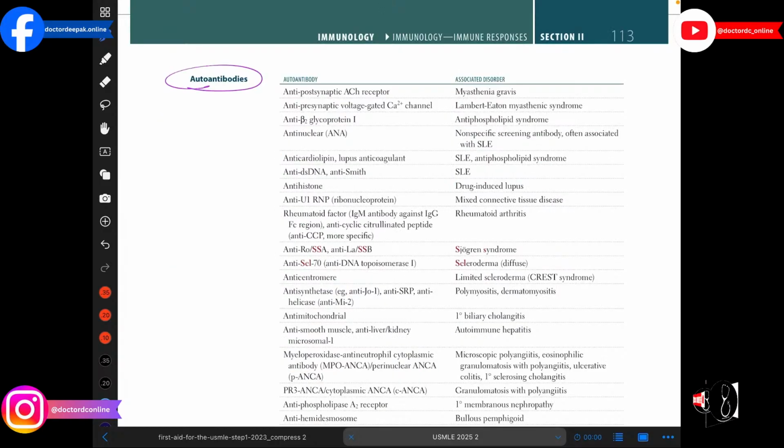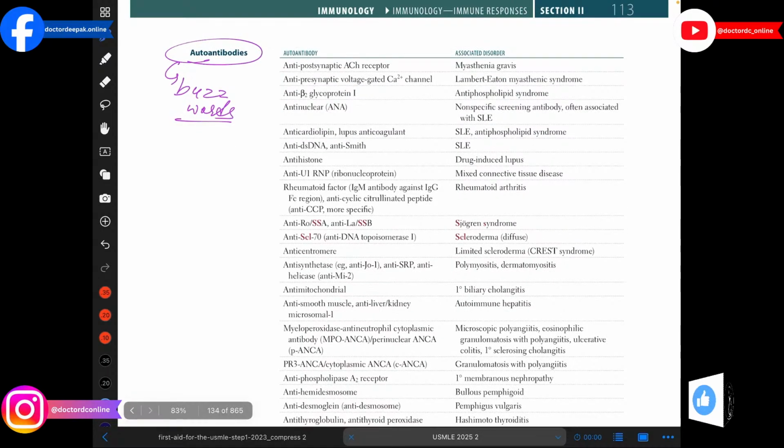Now we are going to start with autoantibodies. They are just buzzwords to diagnose the disease, an association to catch the disease and get our answer very fast on exam day. For that, you have to remember or learn them 2 to 3 days before your exam. All the autoantibodies are a very important association.